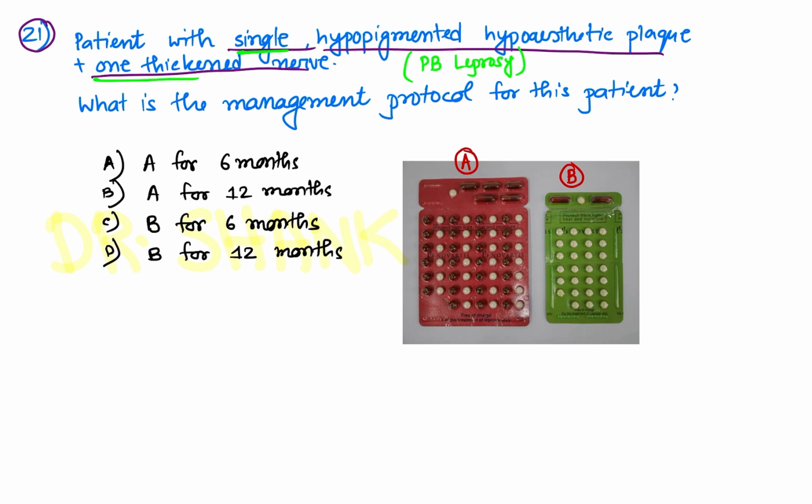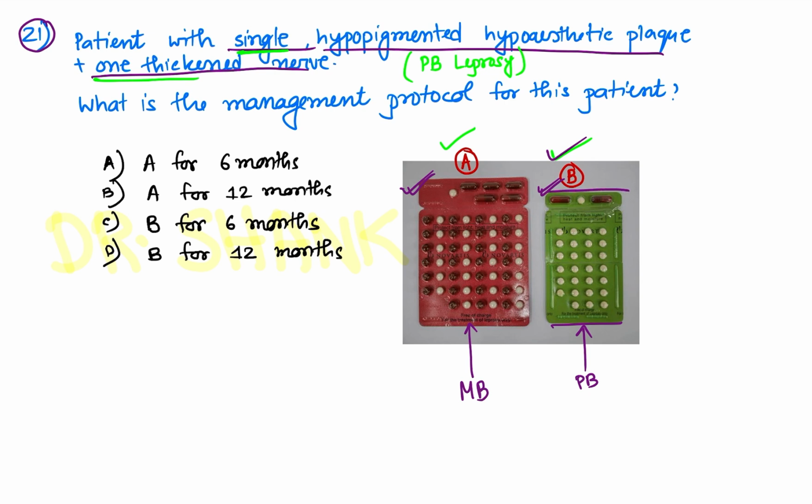In this image there are two drug kits, one is A, another is B. As all of you know, this B, the smaller kit, is for paucibacillary leprosy and this larger kit is for multibacillary leprosy. This kit contains drugs for 1 month. B is for paucibacillary and A is for multibacillary leprosy. As this question is about paucibacillary leprosy, I will use kit number B, the smaller kit.